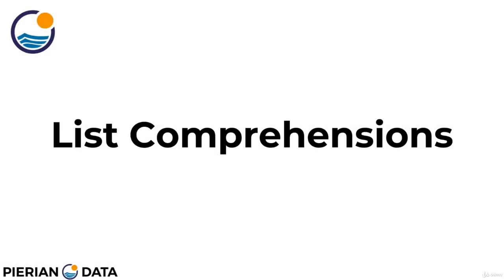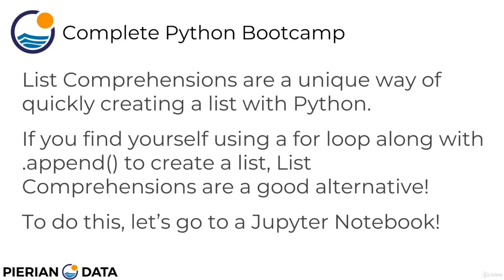Welcome back. Before we finish off this section and head over to your assessment test, I want to quickly discuss a concept known as list comprehensions. List comprehensions are a unique way of quickly creating a list with Python. So if you ever find yourself using a for loop along with an append statement that goes over and over again through a for loop to create a list, list comprehensions are a good alternative to this method. To show you what I'm actually talking about, let's jump to a Jupyter Notebook.